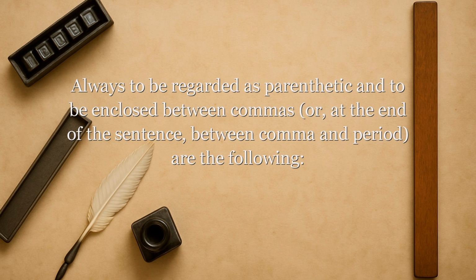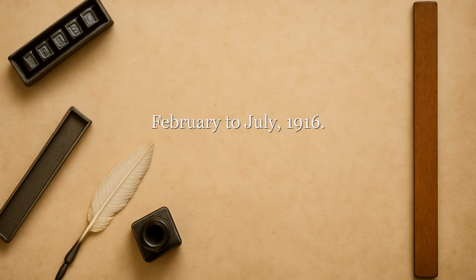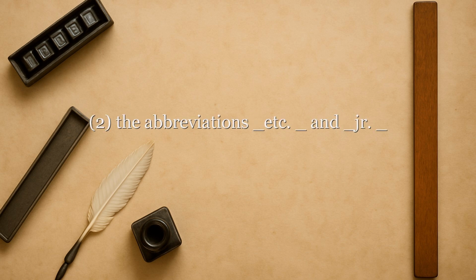Always to be regarded as parenthetic, and to be enclosed between commas, or at the end of the sentence, between comma and period, are the following. 2. Dates: when forming part of a date, the year, and the day of the month when following the day of the week. February to July, 1916. April 6, 1917. Monday, November 11, 1918. 3. The abbreviations etc., i.e., and e.g., and Jr., etc.